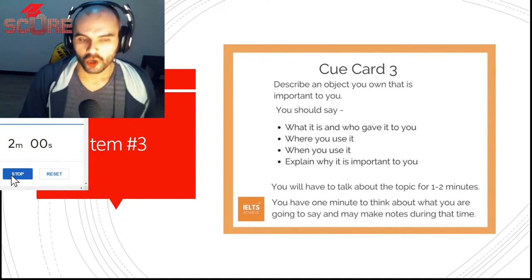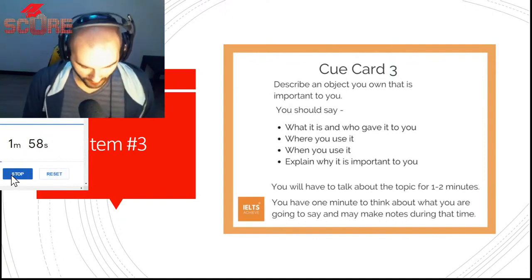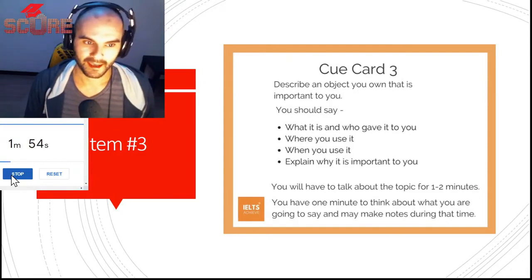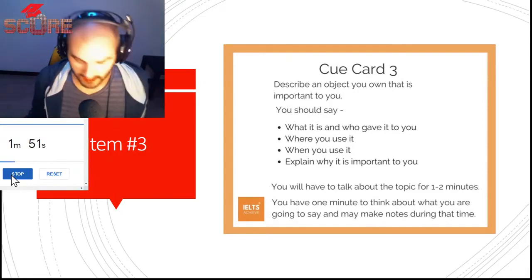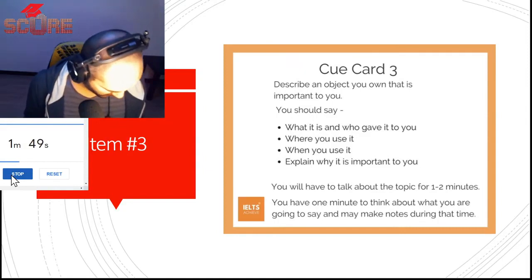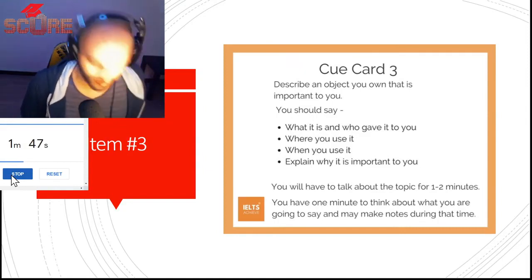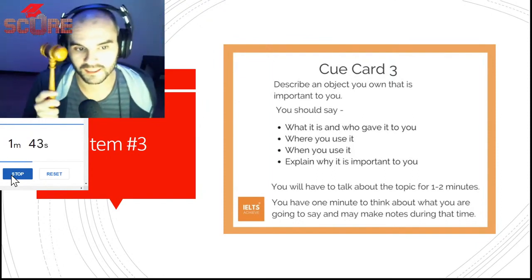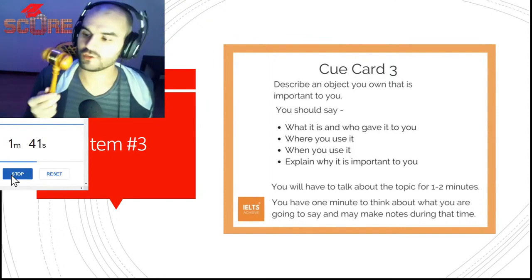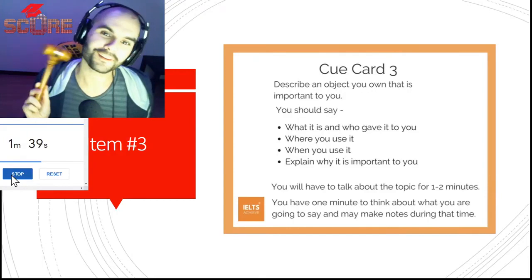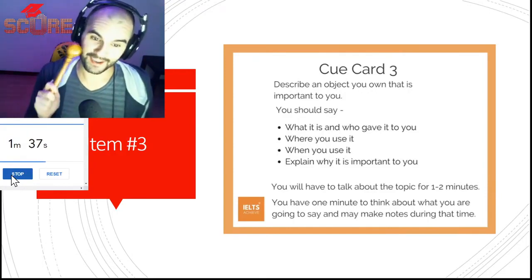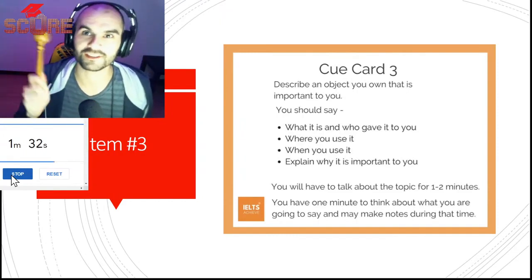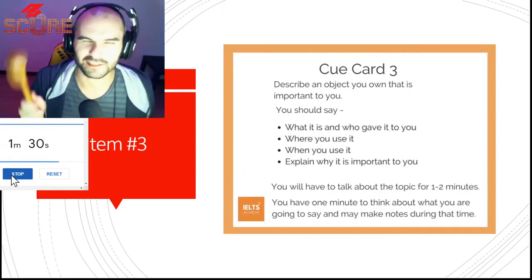Okay. So I don't have a lot of important possessions. I have things that obviously are very important to my day-to-day life and my work, but there's one thing in particular that is very important to me, and that is my gavel right here. This is the award you get when you win Best Delegate in a Model United Nations conference, and I received it when I won Harvard National Model United Nations Latin America 2018.